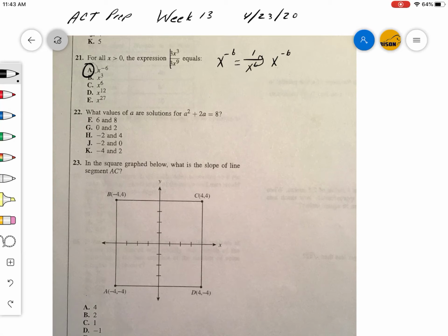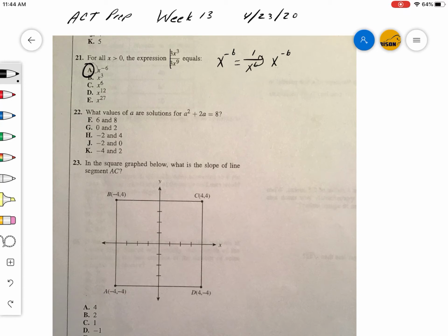Try 3. So plug 3 into the top, plug 3 into the problem. So 3 cubed times 3 divided by 3 to the ninth times 3. That's going to output you a number. If you put 3 into all of your answer choices, so 3 to the negative 6, 3 to the third, 3 to the 6th, 3 to the 12th, 3 to the 27th, one of those is going to match up. It's going to be the same decimal or fraction or whatever your calculator outputted you. Okay, so there's a couple different options for you on a problem like that.